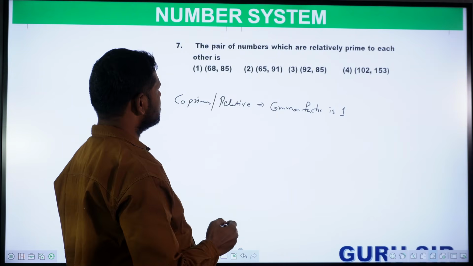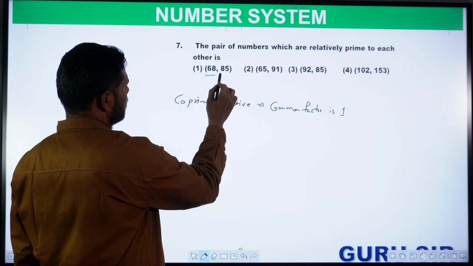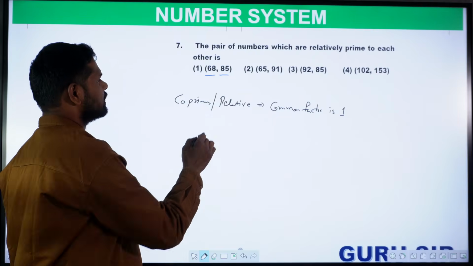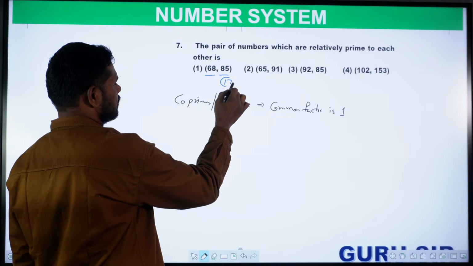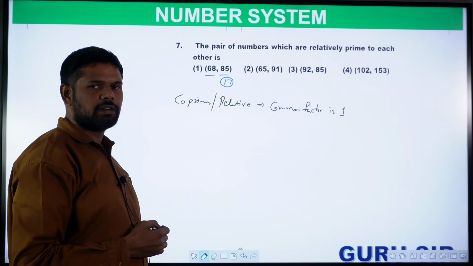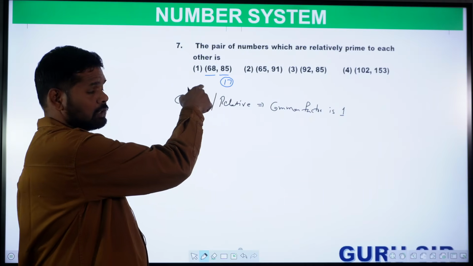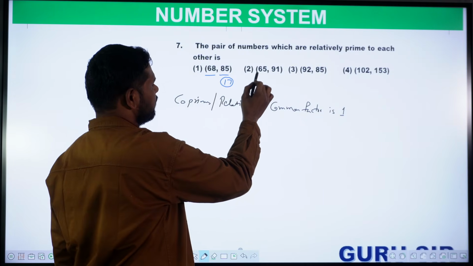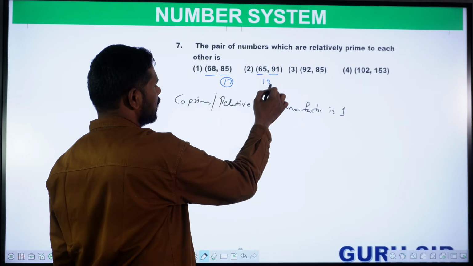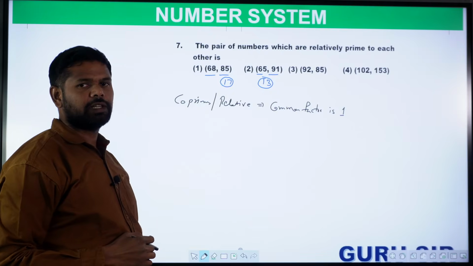So the common factor is 1. Just observe here 68 and 85. These two numbers are divisible by 17, that's 17 fours and 17 fives. That's why these two are not co-prime. Again 65 and 91: these two are divisible by 13, 13 fives and 13 sevens.